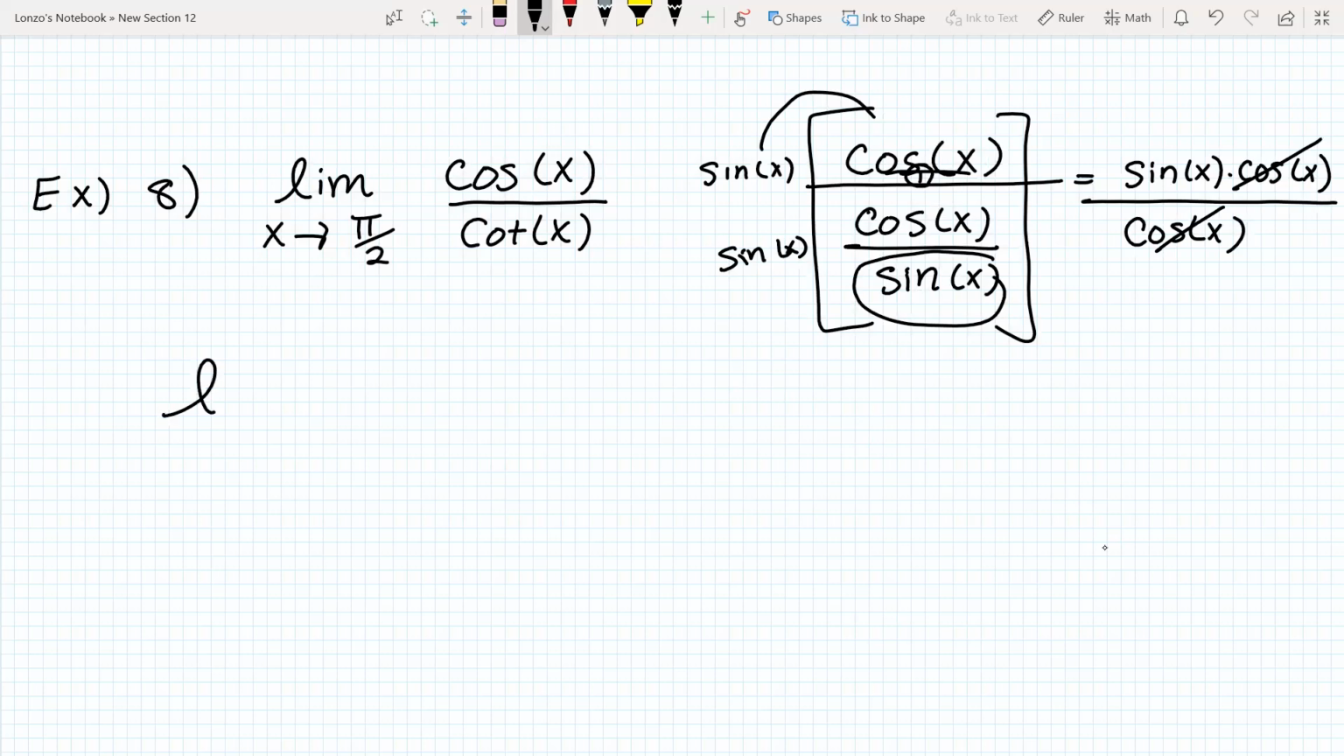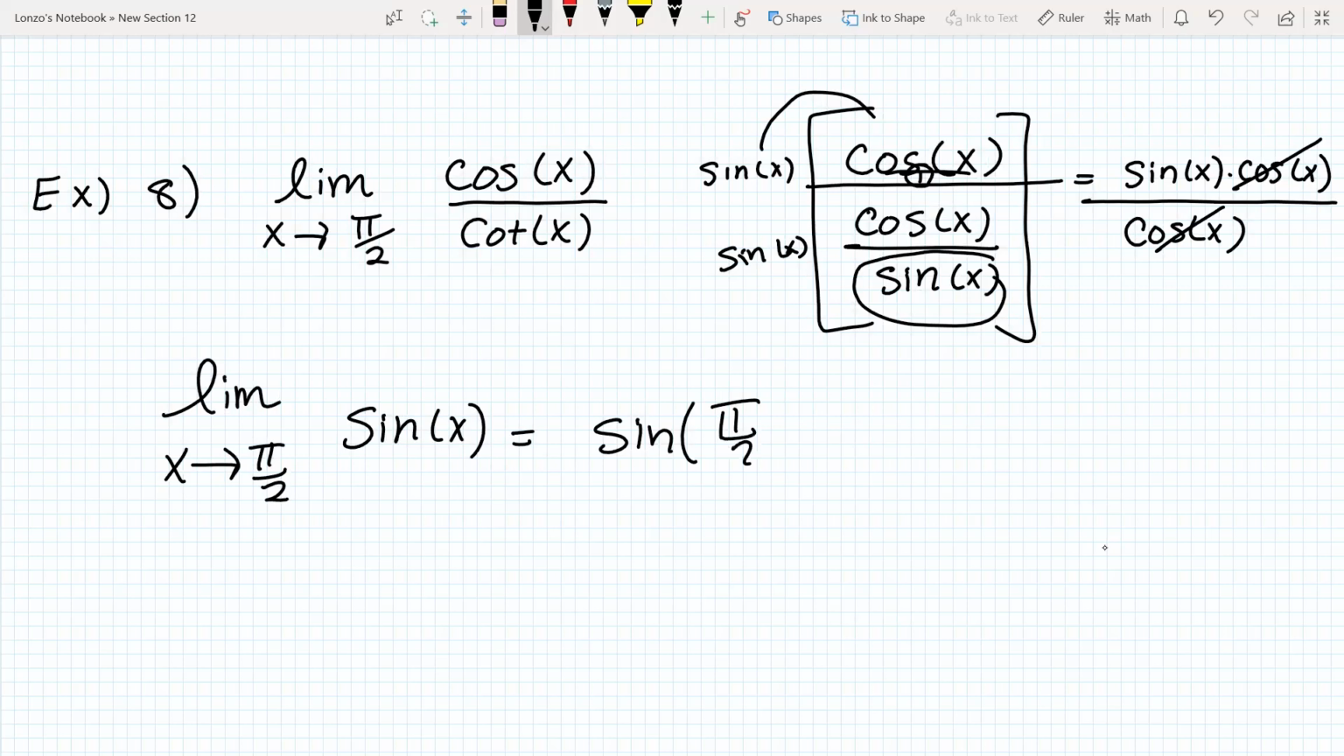So it's going to be the limit as x approaches pi over 2 of sine of x. So that's going to be sine of pi over 2. And we know that the sine of pi over 2 is just 1.